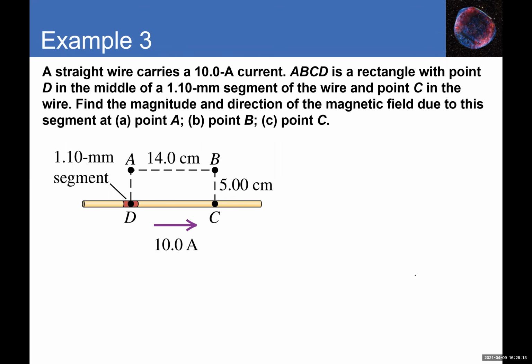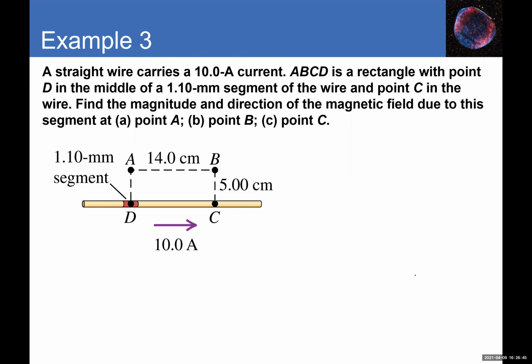So let's look at a few examples. We start with a straight wire that has a current of 10 amps, let's say flowing from left to right. We're going to choose 4 different points of interest, A, B, C, and D. ABCD is a rectangle with point D in the middle of a 1.1 millimeter segment of wire and point C in the wire.